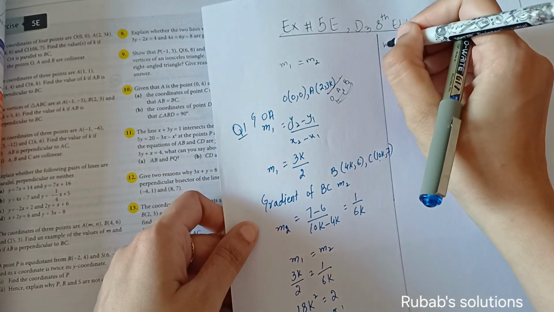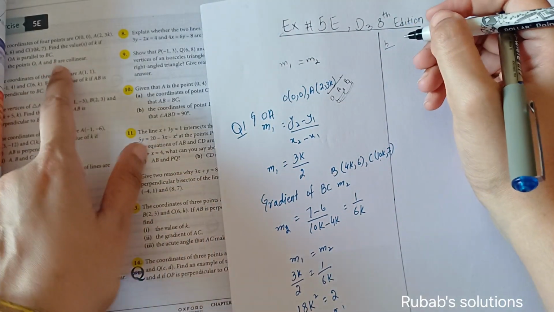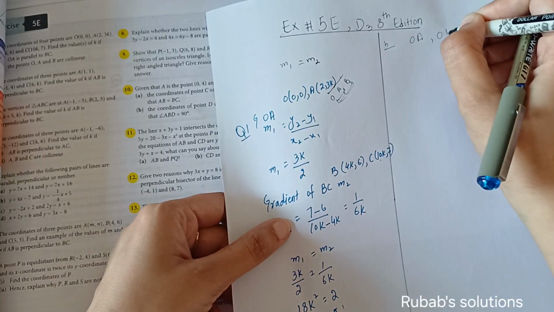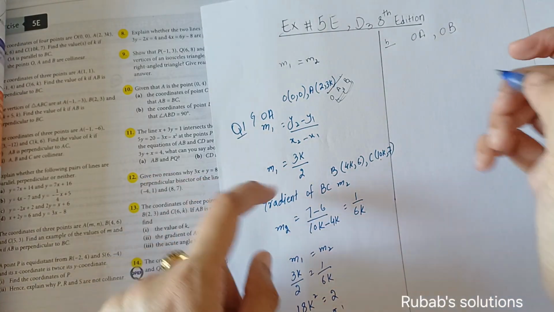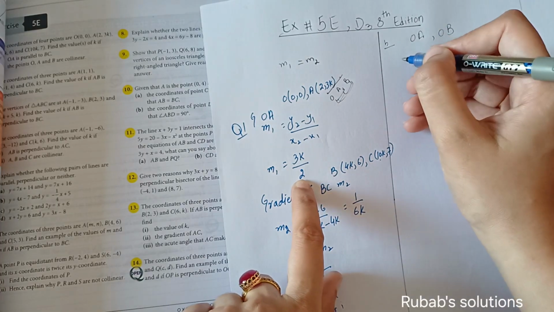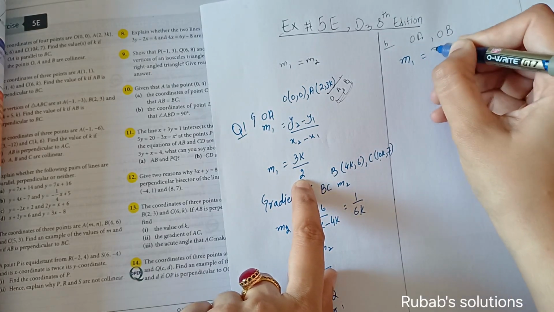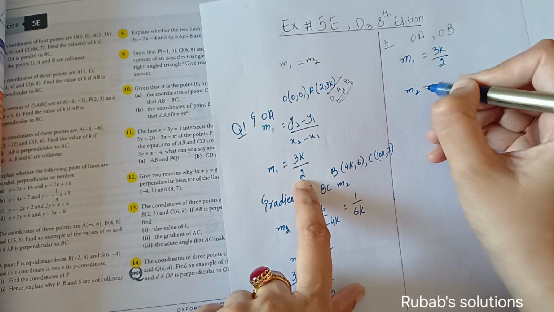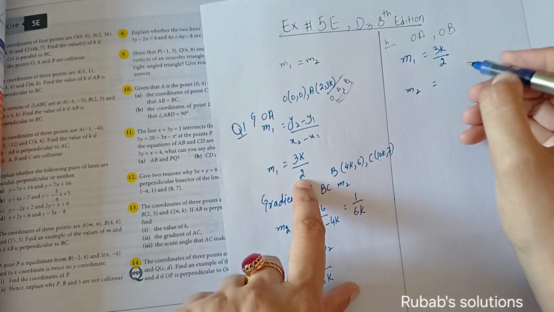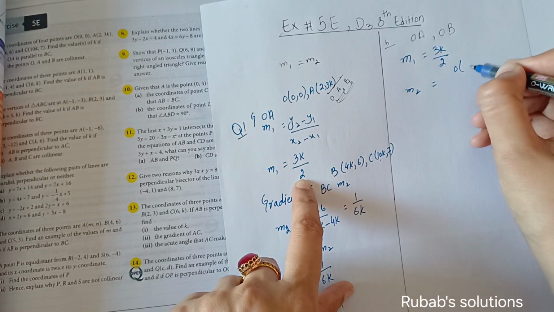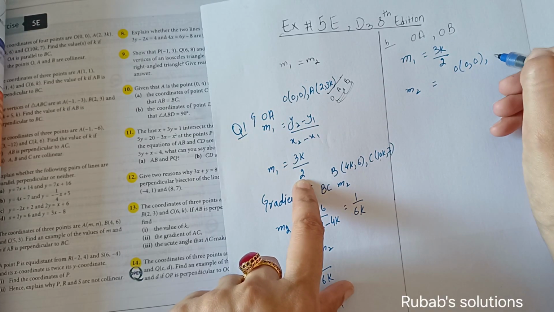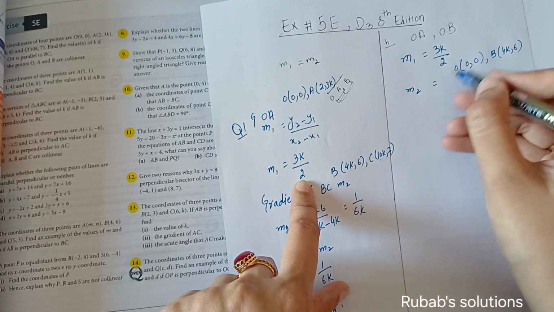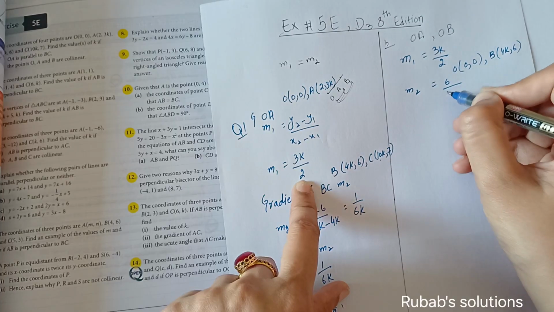In part B, they are saying that A and B are collinear. So I can find the gradient of OA and of OB or AB. It's our choice. OA I have already found, that is M1 equal to 3k by 2, so there is no need to do it again. I will find the gradient of OB, that is M2. O is 0 0, the origin, B is 4k and 6. So the gradient will be 6 minus 0 is 6 divided by 4k.